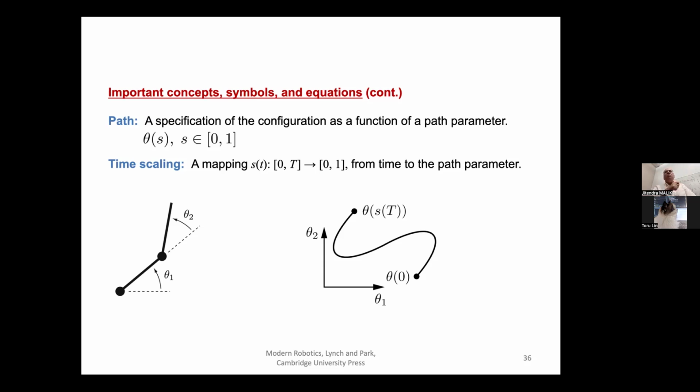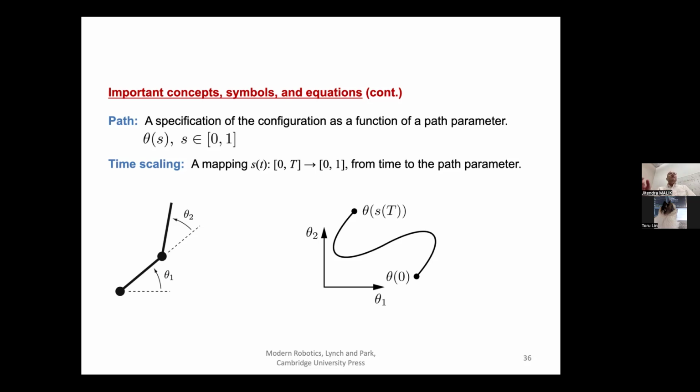The standard way to parameterize that curve is what's called arc length. So you measure distance along the curve as you go from one endpoint to the other. And now as you are moving along that curve, you associate that with a timestamp. And that's called time scaling.